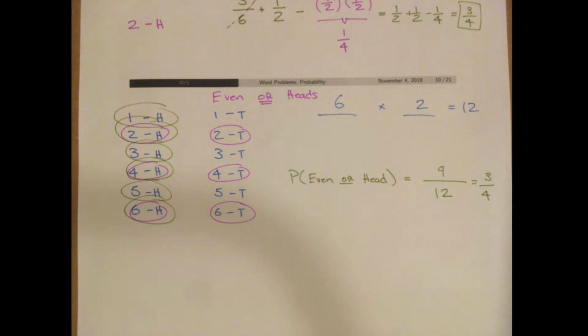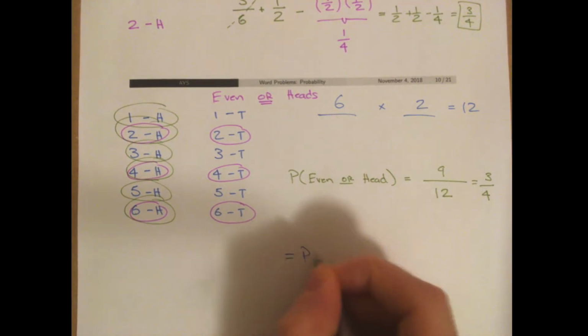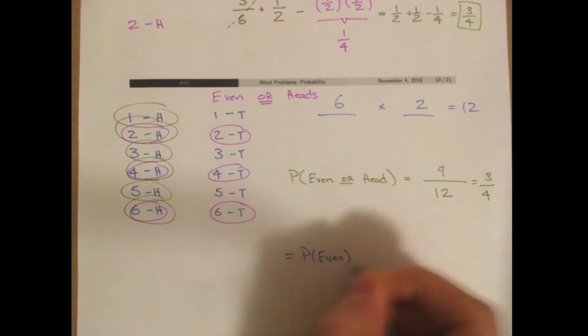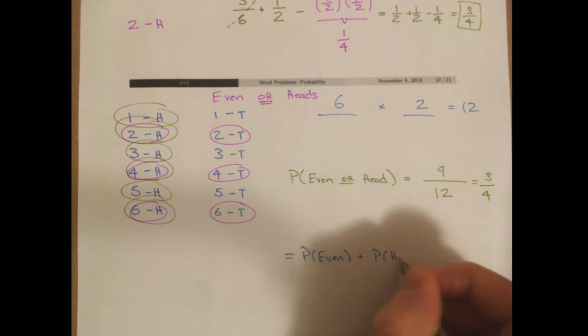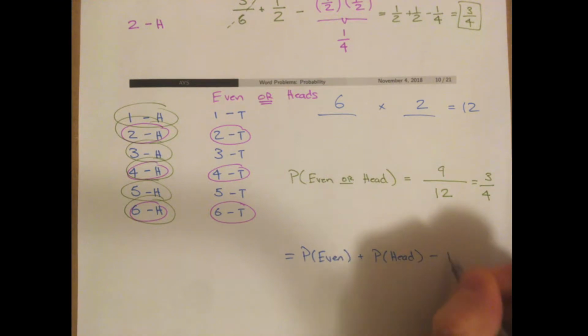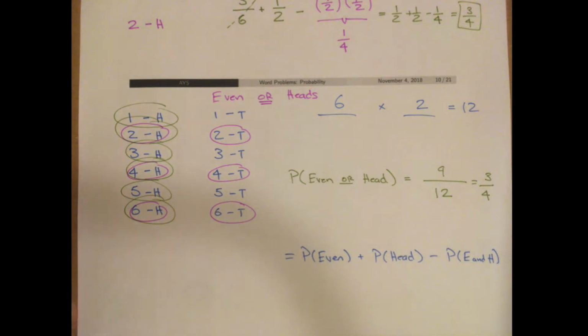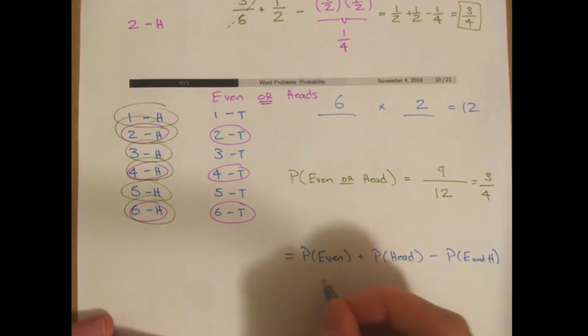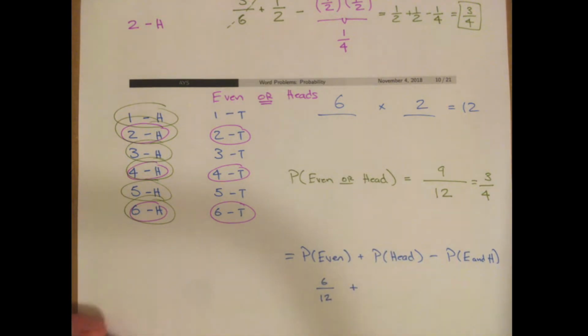The problem is that's not always the case. Sometimes it's way too big to count out. So you'd have to say probability of even, plus the probability of heads, minus the probability of even and heads. So I'd say, well, the probability of even, how many did I circle in pink? 1, 2, 3, 4, 5, 6. I circled 6. 6 over 12.